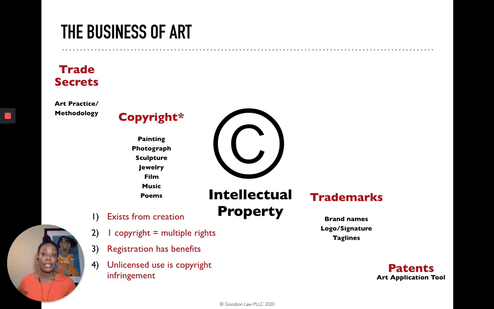The other thing is, each copyright that you have actually has multiple rights. The way that I explain that is that if you have one copyright, this one copyright can be divided. This one copyright gives you multiple rights. It gives you multiple things that you can do in terms of keeping other people from using your work. Or when we talk about licensing in a minute, you can license out these various rights. So one copyright actually equals multiple rights that you have.